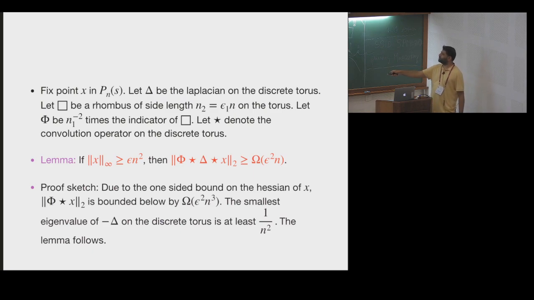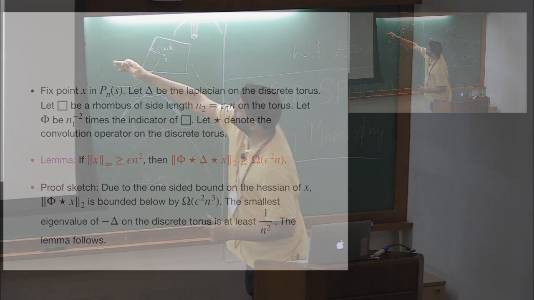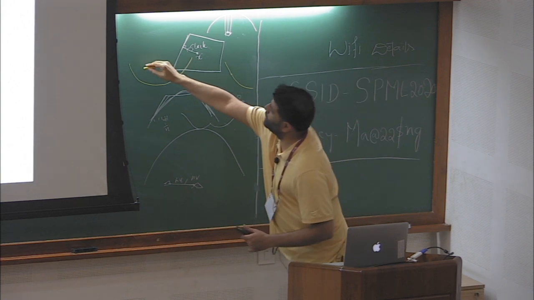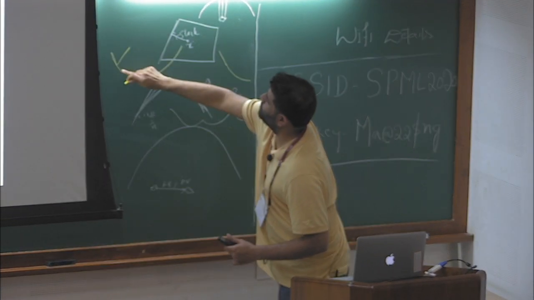And how does the proof go? Because of the one-sided bound on the Hessian of x, phi star x is bounded below by omega epsilon squared n to the 3. So basically what happens is, while this function can somehow have a very small Hessian, it can't have a large Hessian. So what that means is that if at some point you have a big derivative, then the only way of recovering from this is to go very slowly upward, and you have this large arc basically. There's no way of just recovering quickly from something like this.